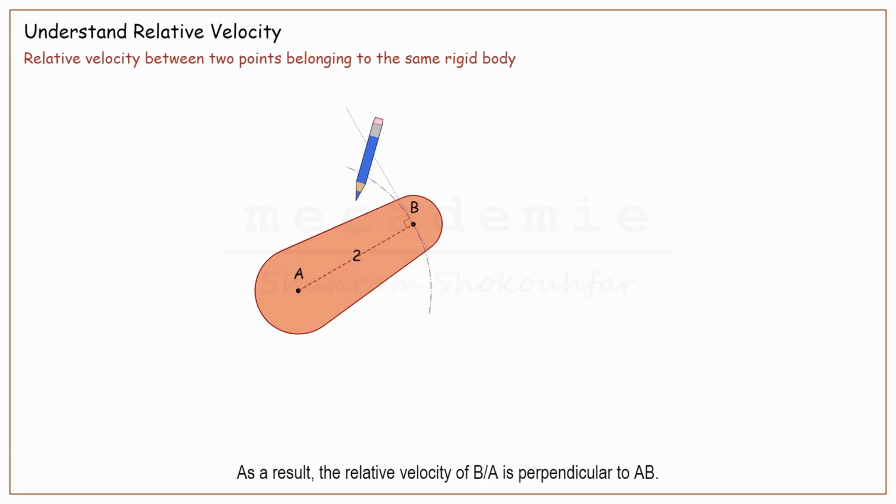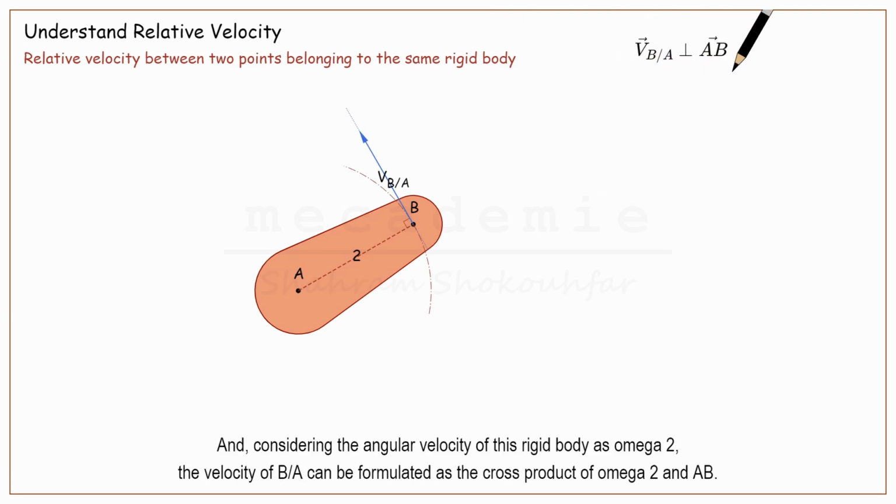As a result, the relative velocity of B with respect to A is perpendicular to AB. And considering the angular velocity of this rigid body as omega-2, the velocity of B with respect to A can be formulated as the cross product of omega-2 and AB.